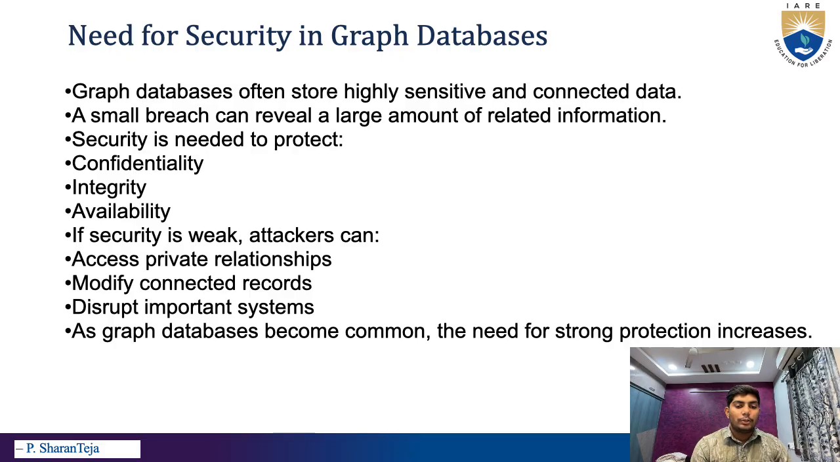Security is required to ensure confidentiality, data should be private; integrity, data should not be altered; availability, data should be accessible when needed. Without proper security, data can be stolen, relations can be manipulated, and the system can be crashed. So security is not an option, it's an essential.